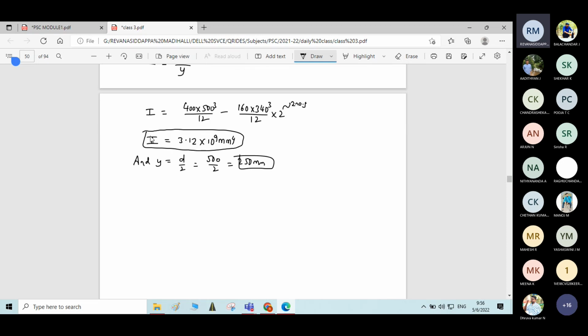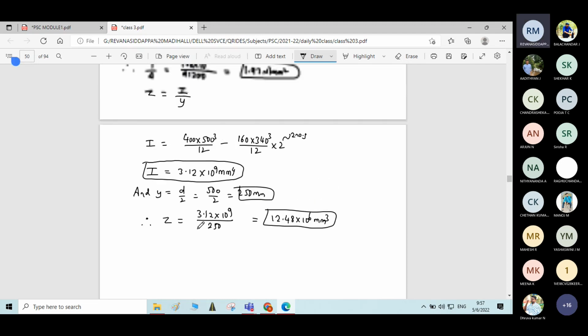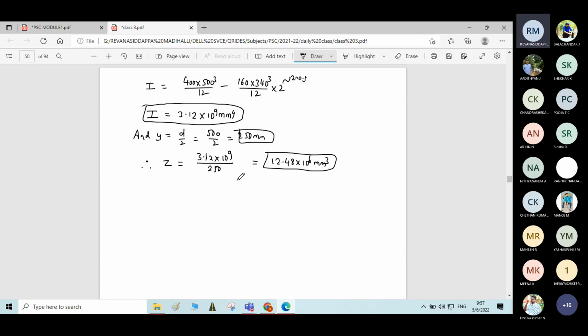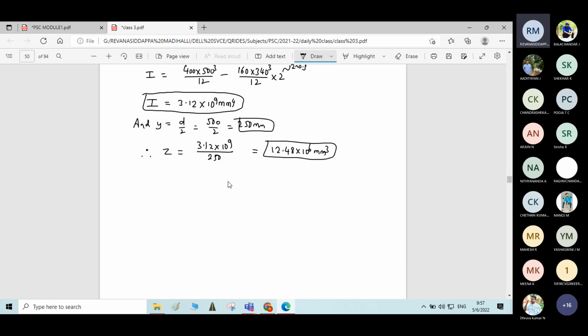Therefore section modulus Z is equal to I by Y, 3.12 into 10 power 9 divided by Y, which is 250. Please calculate. It will be 12.48 into 10 power 6 mm cube. Okay. Now we have calculated the section modulus Z. What else do we need? We need eccentricity e.